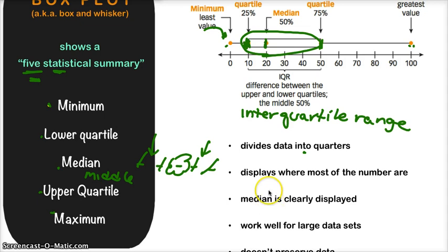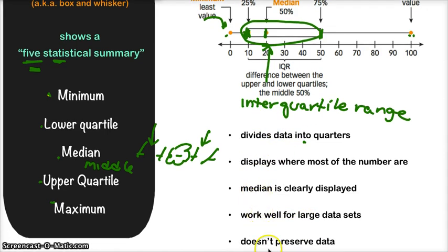The median is clearly displayed. The middle is very clear. This works very well for a large set of data because we can again see where all of our data points are. The problem with this is that it does not preserve the data. So if you had a particular list of numbers, you wouldn't be able to look at a box and whisker and see all of the data. You'd be getting a five-statistic summary of that data.